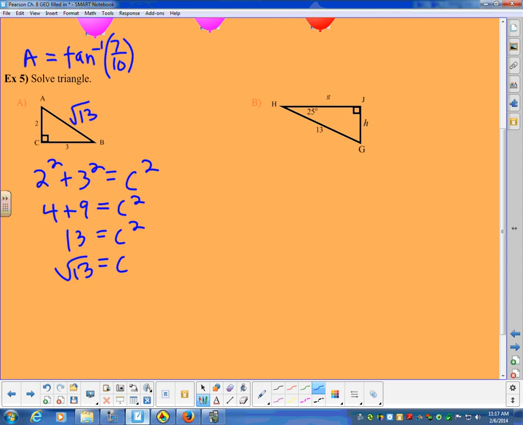Kind of your choice. You could use any of the 3 trig ratios, believe it or not. If I'm standing at angle B, what would the 2 be with relationship to angle B? Opposite. And what would the 3 be? Adjacent. Which one of the 3 trig ratios involves opposite and adjacent? Tangent, TOA. TOA involves opposite and adjacent. So I could set it up as tangent of B equals what over what?